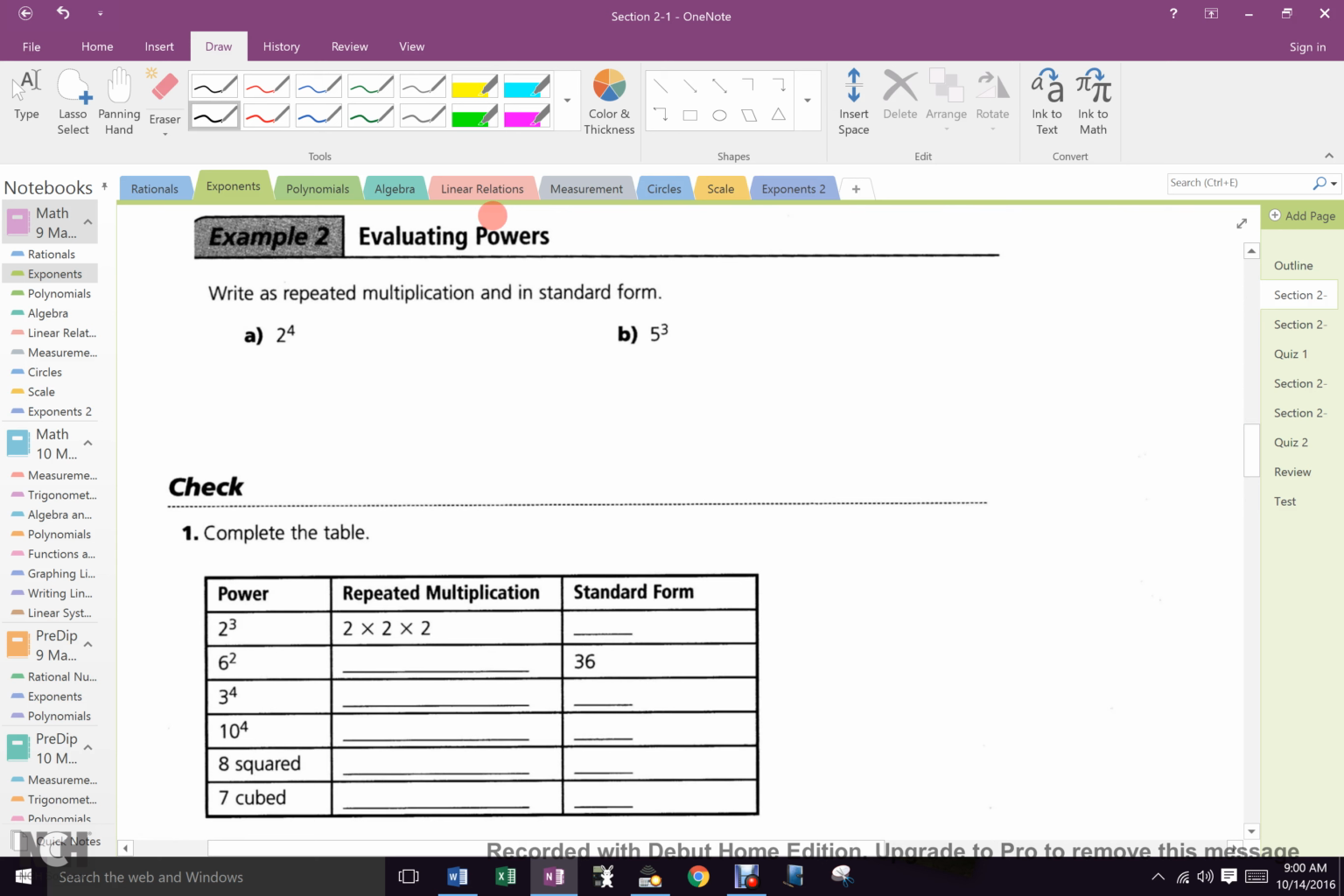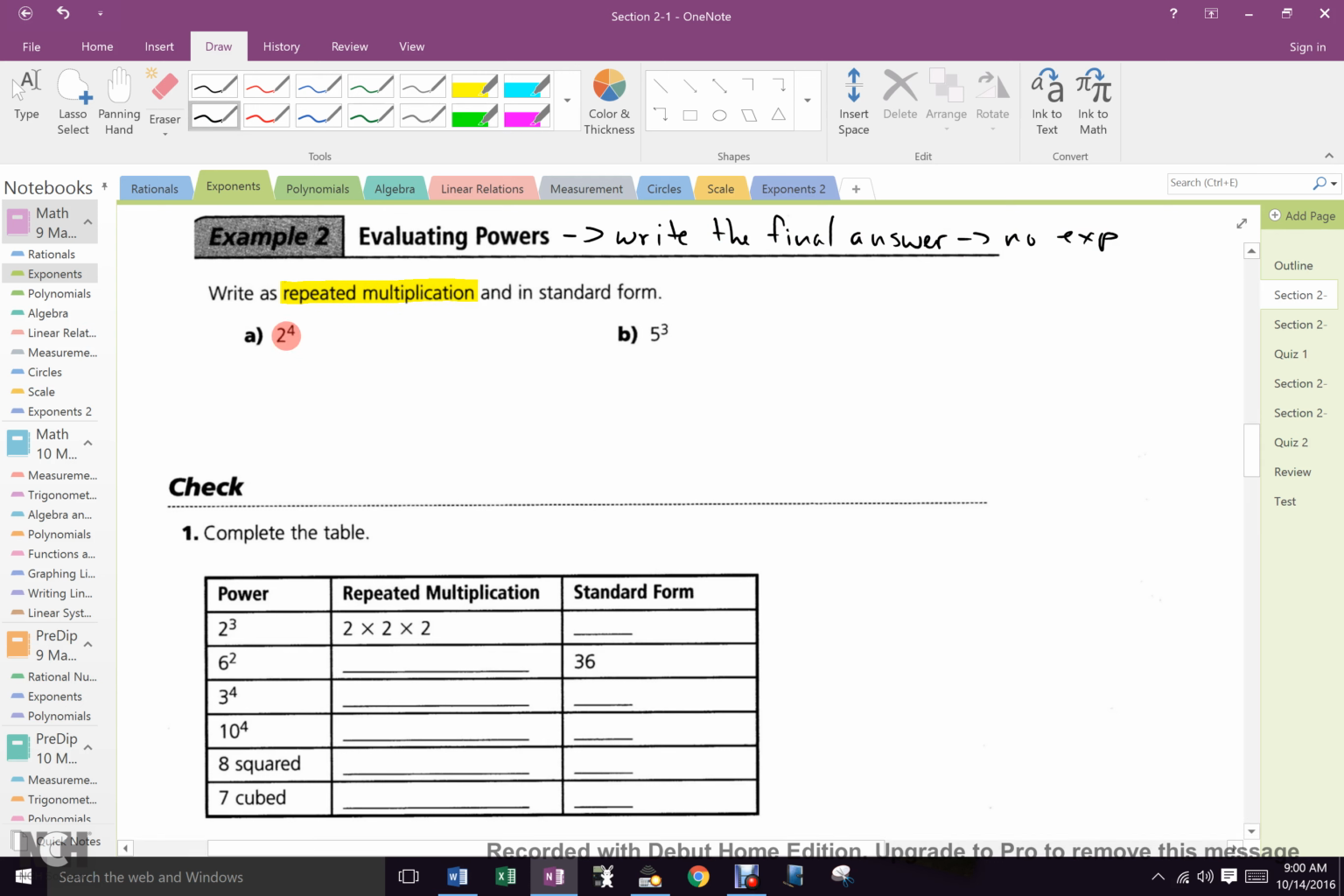Evaluating powers. All right? Evaluating powers means we write the final answer. No exponents. Okay? So, we're going to do 2 steps here. First thing we're going to do is repeated multiplication.